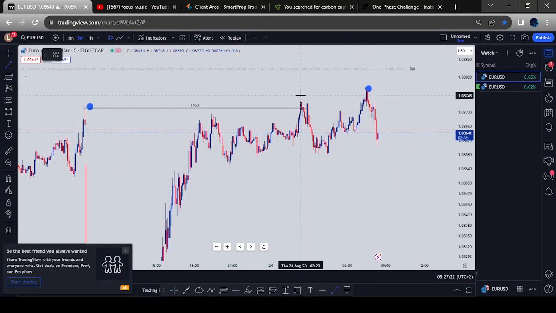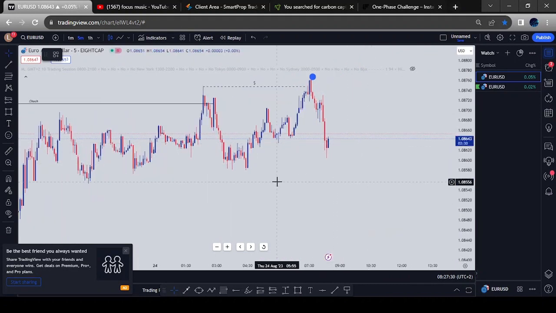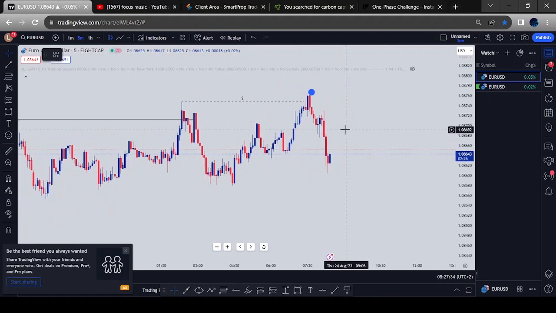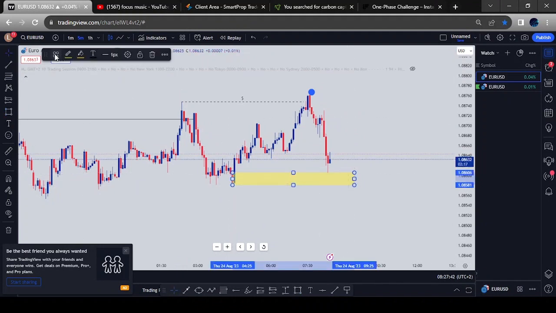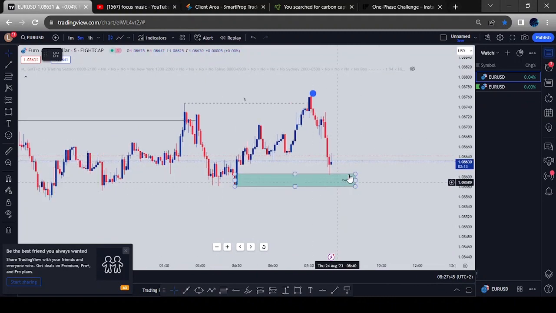So now, in terms of structure, we can have a sweep of liquidity here as well. So if I'm now looking at this, there's demand over here, there's a demand zone which price could use to go up.